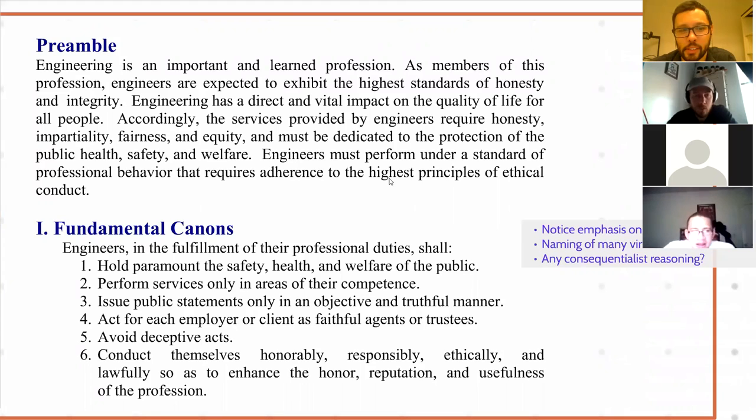I guess 5, avoid deceptive acts. I mean, that could lead to, I guess, high risk and casualties. It could, but notice they don't say that, right? They don't give a reason why you should avoid deceptive acts. They just say that you shouldn't. So that's kind of just a deontological claim. So 1, hold paramount safety, welfare of the public, but they don't give you a reason why. I mean, it might just be a duty that you have in general.